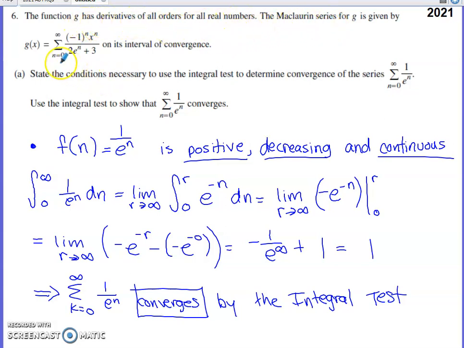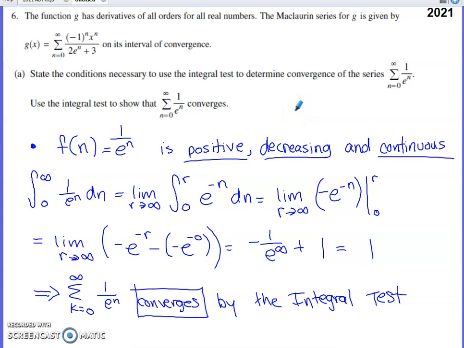They give us the Maclaurin series for g of x, and the Maclaurin series is going to converge to g of x on the interval of convergence. Now, part A doesn't actually deal with g of x, but it still does deal with infinite series. So state the conditions necessary to use the integral test to determine the convergence of this series, and then use the integral test to show that this converges.